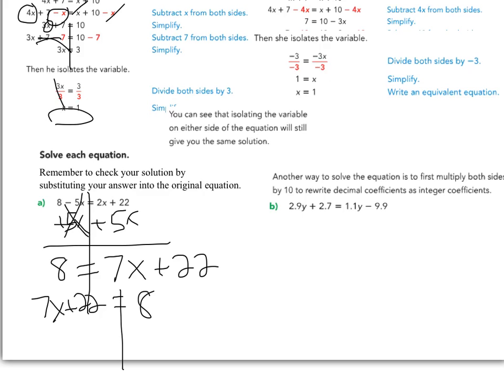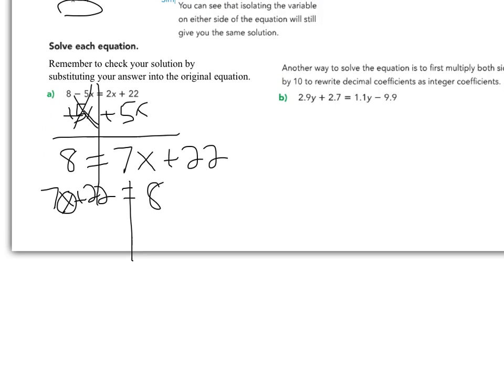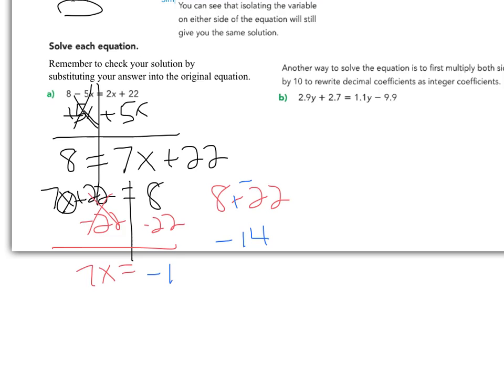Draw the line through your equal sign and circle your variable. We're going to get rid of a plus 22. I'm going to subtract 22 from both sides. So I'm going to get 7x equals, now be careful, we have 8 minus 22. So keep, change. 22 minus 8 is 14, so you're going to get negative 14 here. Now, to undo the multiplication, we divide both sides by 7. Negative 14 divided by 7 is negative 2.